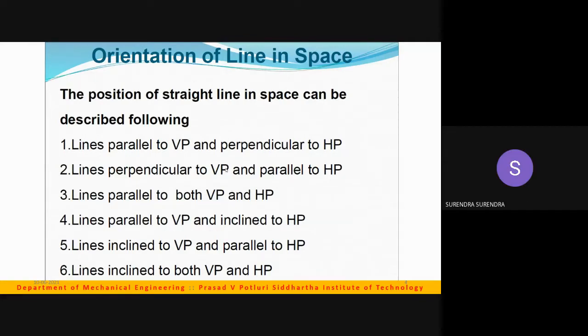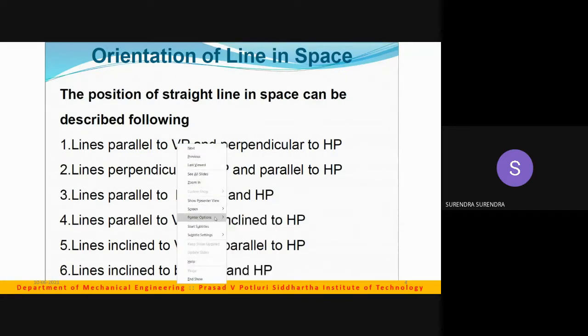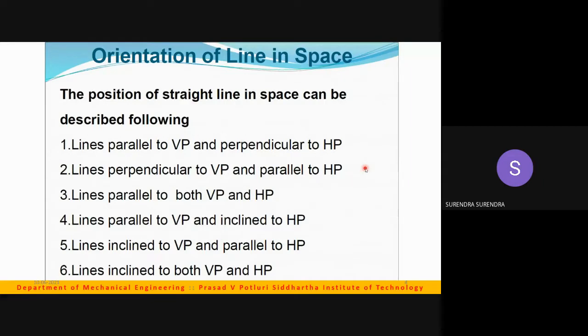Next set of problems, B1, B2, B3. Those are the next condition, that is, when the line is perpendicular to one of the reference planes and parallel to the other. It may be parallel to VP and perpendicular to HP, or perpendicular to VP and parallel to HP. So two possible conditions are there. And other than 1, 2, 3, there are 4 and 5, when the line is inclined to one reference plane and parallel to the other. So the C1, C2, C3 problems discuss these 4 and 5 conditions.